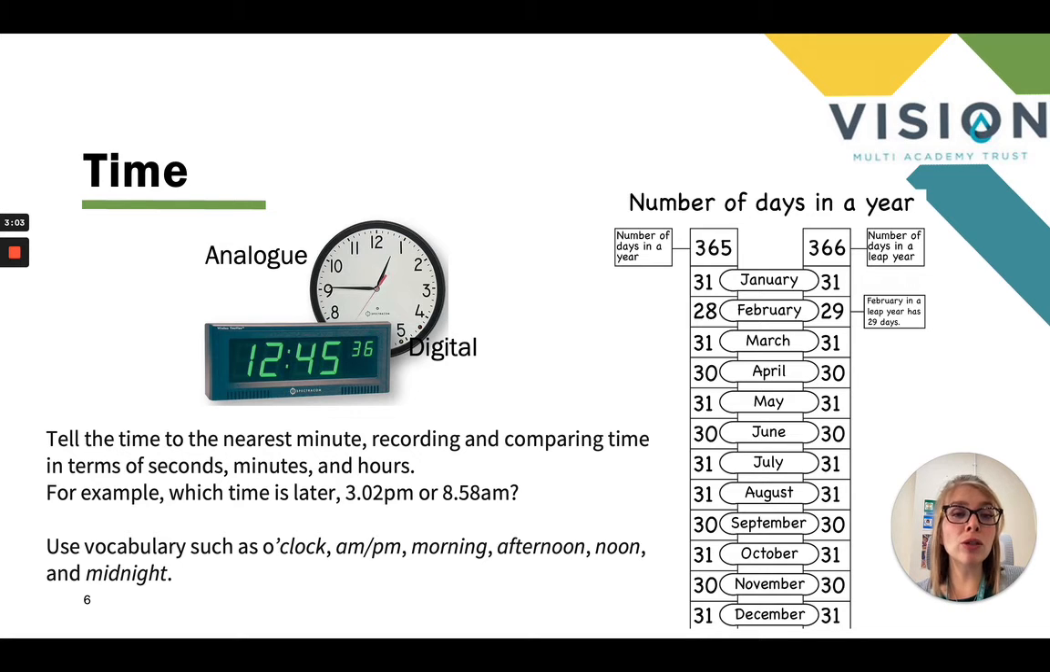Children need to be concrete with the number of days in a year and the number of days in each month. So we've got to remember that there are 365 days in a year except 366 in a leap year. And remembering that that's where we add the extra day is in February when we give it 29 days. But it's important that children are aware of the number of days in each month.